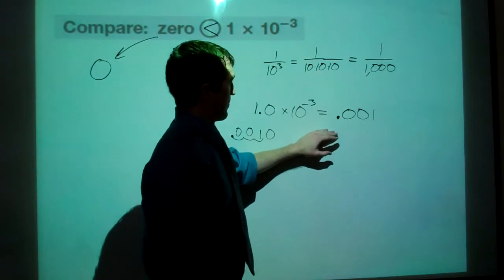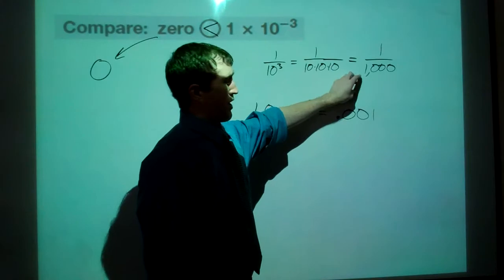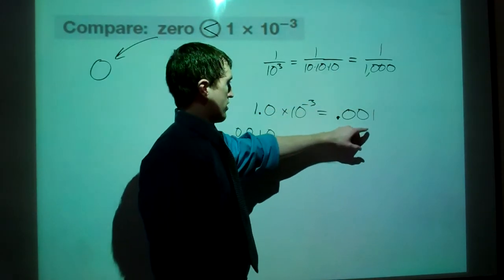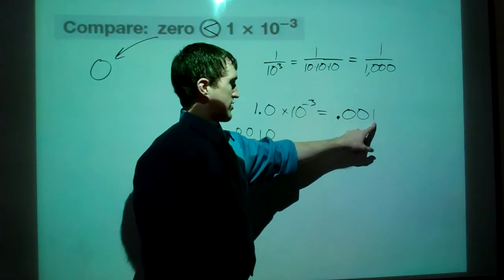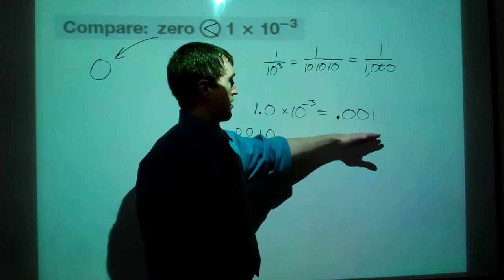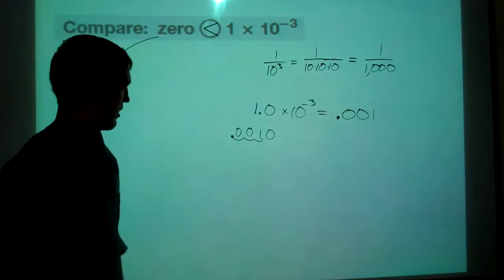Alright, and just see how these two relate here. 1 over 1,000, how would we name this number? It's in the thousandths place here, so 1/1000. That's why these two are the same. Alright, so that's kind of how they relate there.